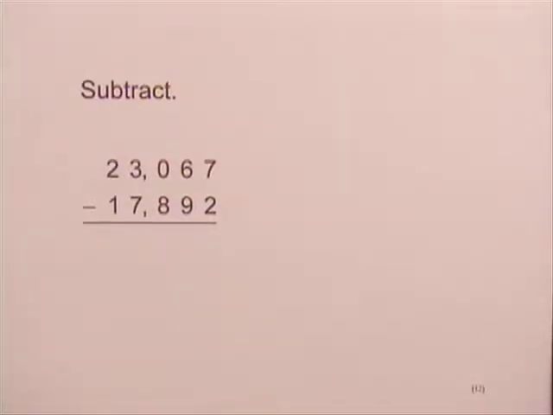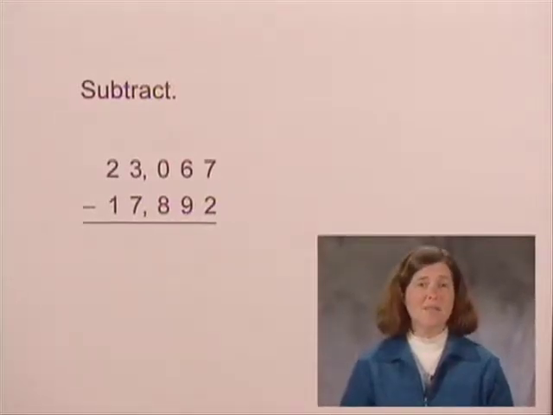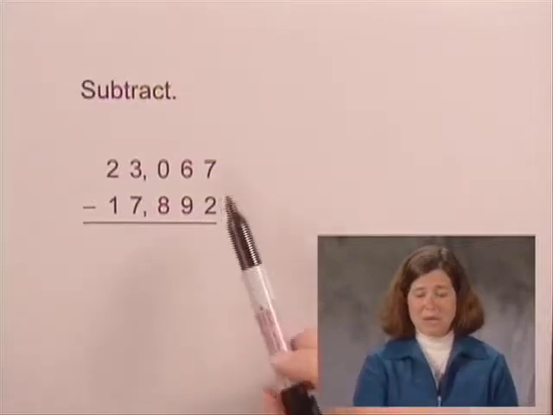In this problem, we're asked to subtract two whole numbers. We're asked to subtract 17,892 from 23,067. We'll first subtract the ones, then the tens, then the hundreds, then the thousands, and then the 10,000s.